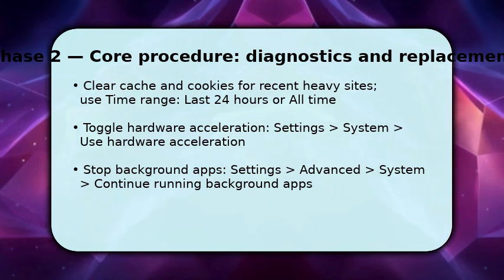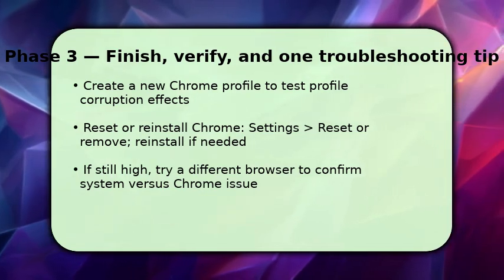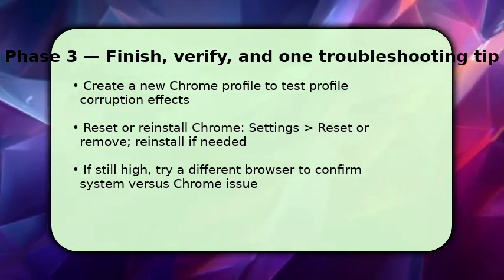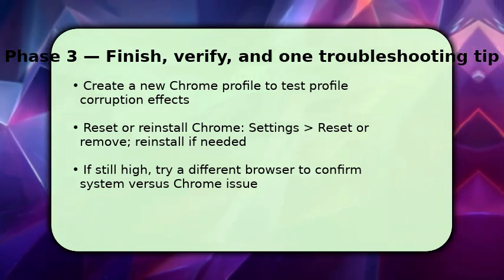You finish by isolating the profile and install. Create a new Chrome profile and check CPU. If that fixes it, migrate bookmarks and extensions carefully. If not, reset Chrome settings or fully reinstall Chrome.